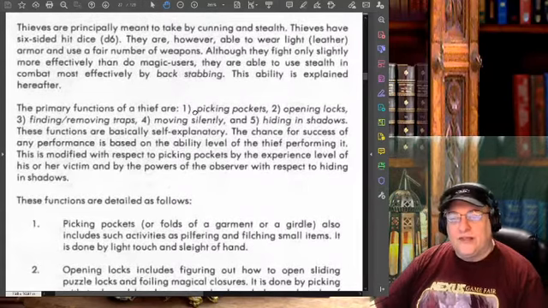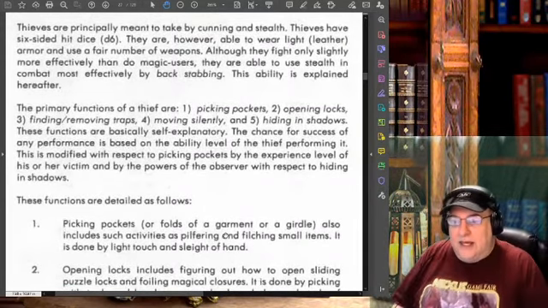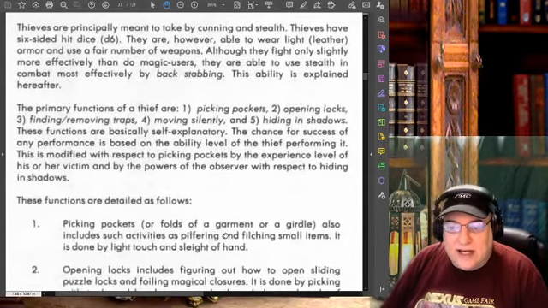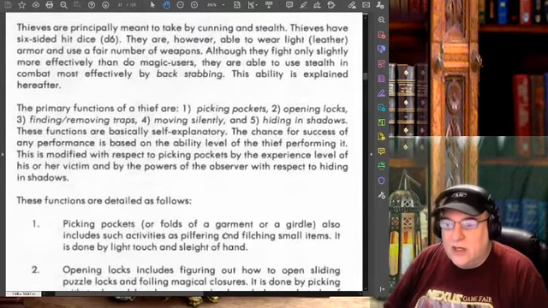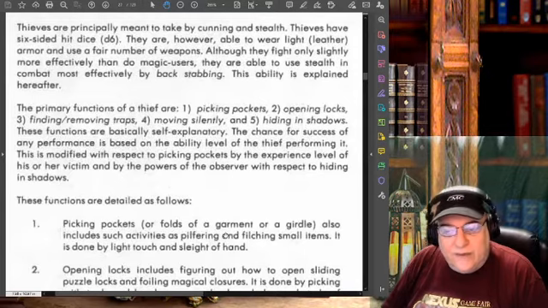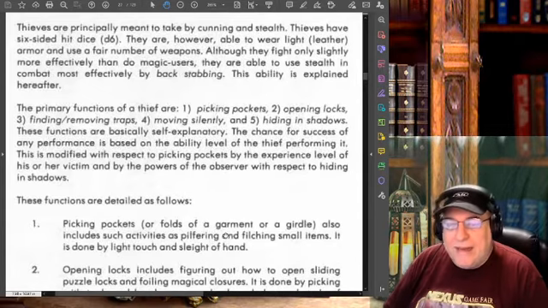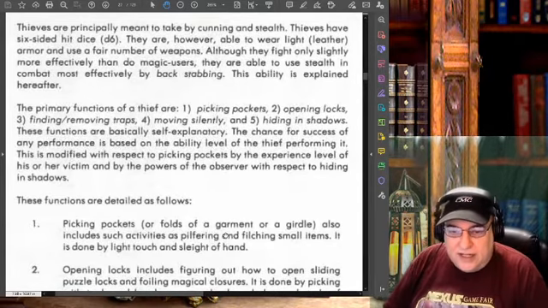Thieves are principally meant to take by cunning and stealth. Thieves have 6-sided hit dice. They are, however, able to wear light leather armor and use a fair number of weapons, although they fight only slightly more effectively than do magic users. They are able to use stealth in combat most effectively by backstabbing. This ability is explained hereafter.